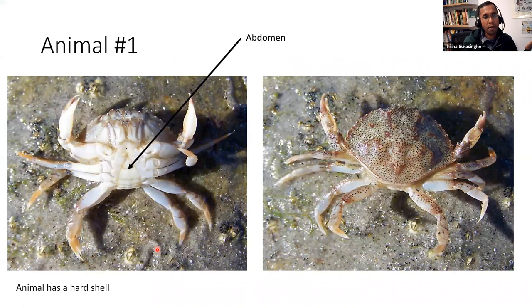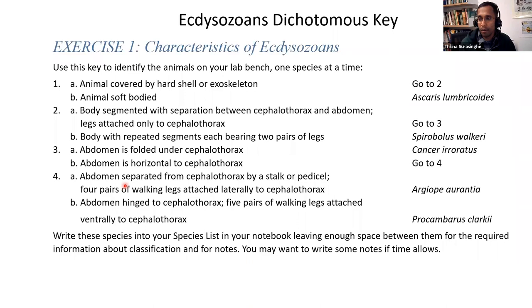And I have provided some guidance. Since you cannot touch it, I'm actually providing some details on the slide. That's the abdomen. If you look at this particular structure, that's the abdomen. And I say that this animal has a hard shell. So let's go back and try to key this animal. You can turn on your mics now because I'm going to ask questions. First thing: is the animal covered by a hard shell or exoskeleton? What do you guys think?